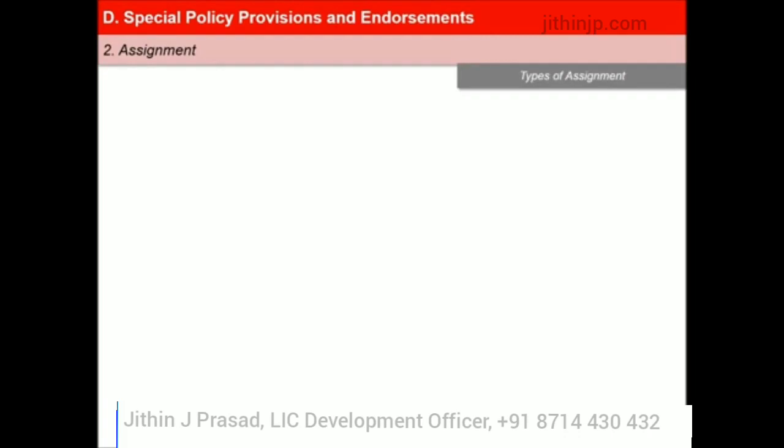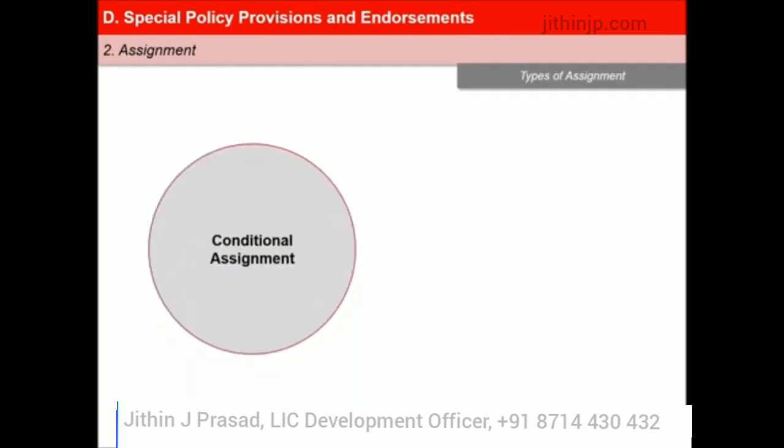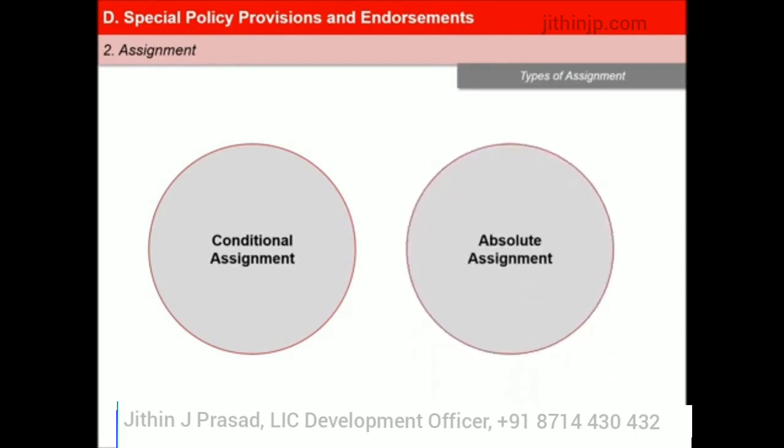There are two types of assignments. First is conditional assignment. It states that the policy shall revert back to the life assured if she is alive till the date of maturity or on the death of the assignee. Second is absolute assignment. It states that all rights, title, and interest which the assigner has in the policy are transferred to the assignee without reversion to the former or her estate in any event.